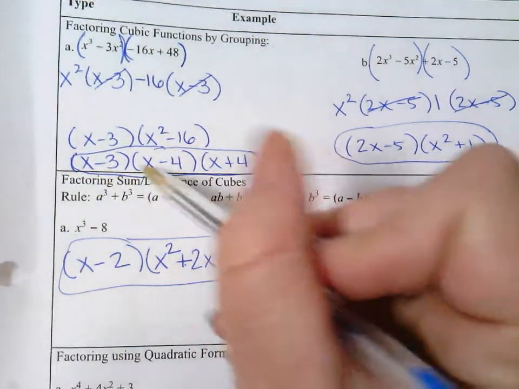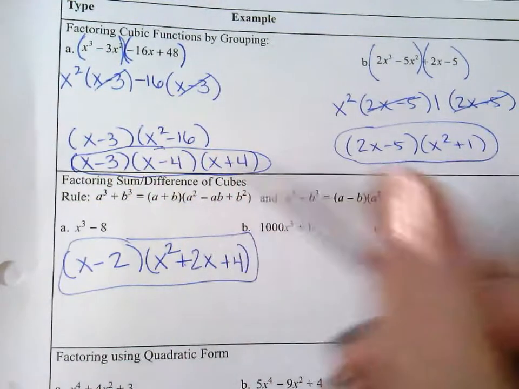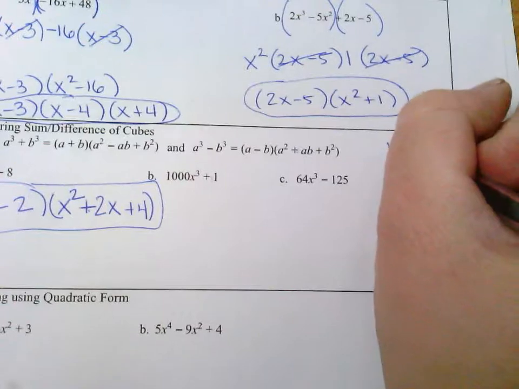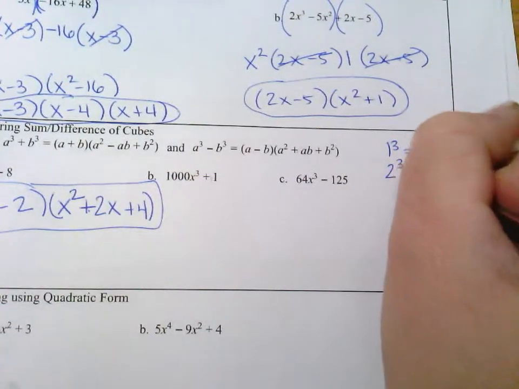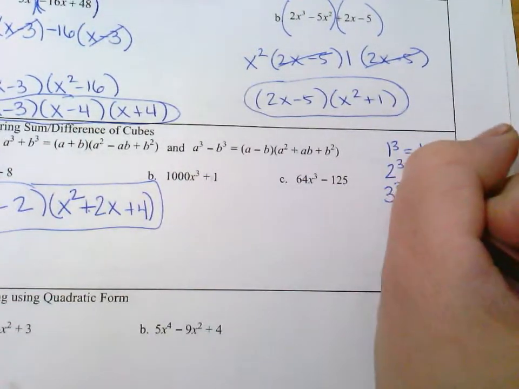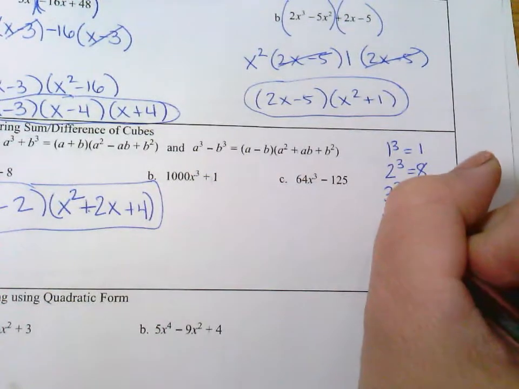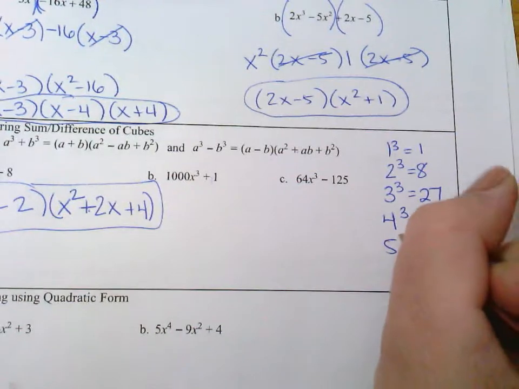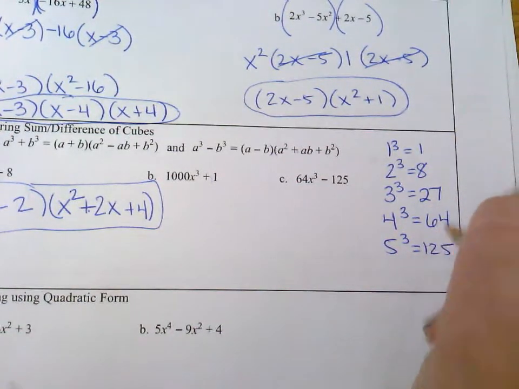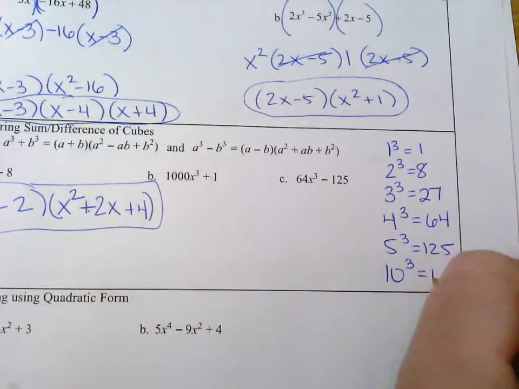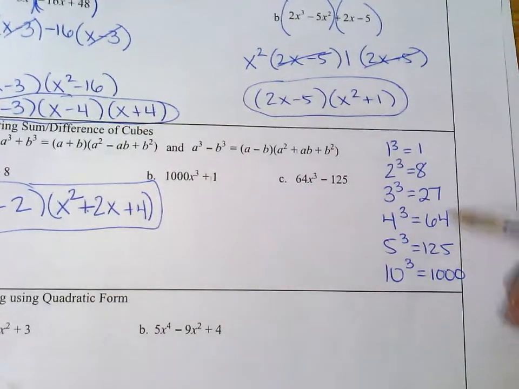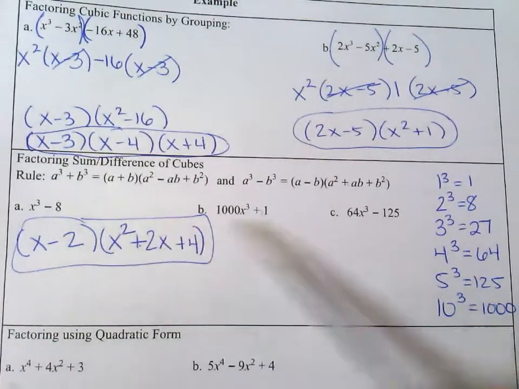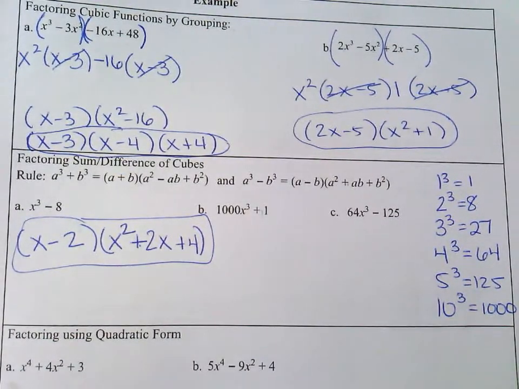So I'm going to look at this formula over here. And we might need to review the perfect cubes. 1 cubed is 1, 2 cubed is 8, 3 cubed is 27, 4 cubed is 64, 5 cubed is 125, 10 cubed is 1,000. So there's some in between, but I would have to use my calculator to figure those out. So if you notice, I pretty much just used the ones I just listed.